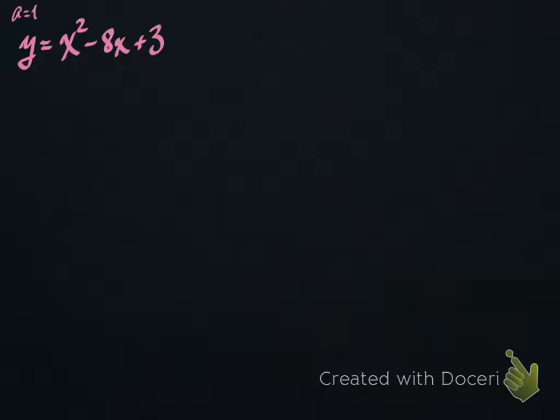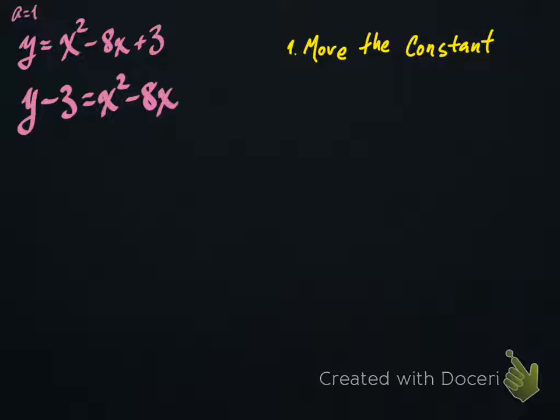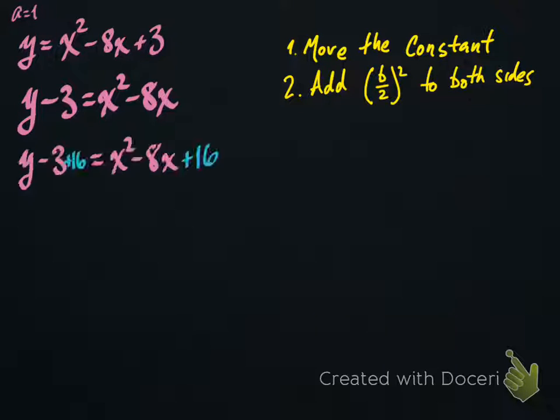First one we'll take a look at is an example where a equals 1: y equals x squared minus 8x plus 3. As you might remember, what we're going to do first when we complete the square is move the constant over to the other side. So that looks like y minus 3 equals x squared minus 8x. The next thing we do is add that special number, (b over 2) squared, to both sides. In this case, b is negative 8, and negative 8 divided by 2 is negative 4, and negative 4 squared is 16, so we are going to add 16 to both sides of that equation.